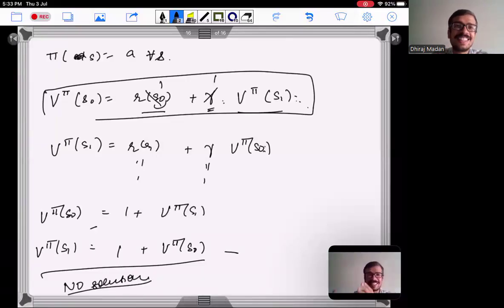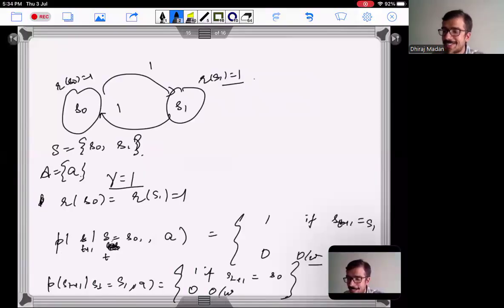This is just a toy example, but it shows that if your gamma is not strictly less than 1, then the system of equations need not always have a unique solution. That was the point. And it becomes very clear if you look at what's happening in the scenario: you start from S0, get a reward of 1, move to S1, get a reward of 1, move back to S0, and so on. You're juggling between S0 and S1, always getting a reward of 1.